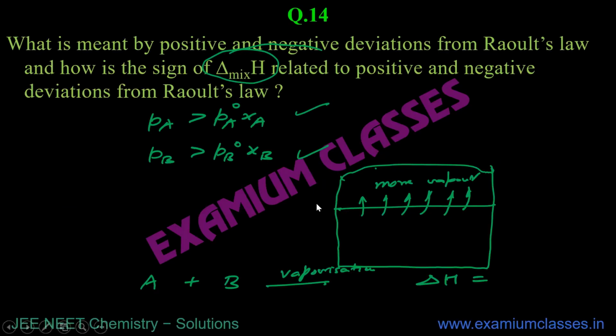Correct. Similarly, for negative deviation, you will change this sign. PA will be less than PA naught. Yes. Sir, if we answer in terms of negative deviation, meaning maximum boiling point, can we say that when stronger bonds are broken, it becomes an exothermic reaction? A lot of energy is released.